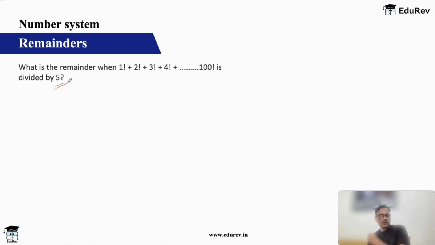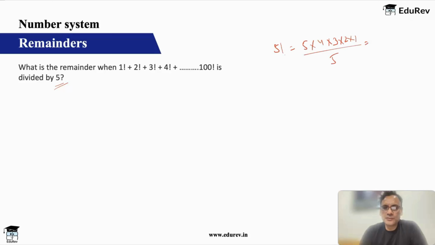Okay. Now, if you see, this actually is not a complicated question. I hope you have understood that, because 5 factorial onwards will be multiple of 5 and they will get divided by 5 fully. They will not give you any remainder, right? Because 5 factorial is 5 into 4 into 3 into 2 into 1. And when you divide this by 5, your remainder obviously is going to be 0, right?